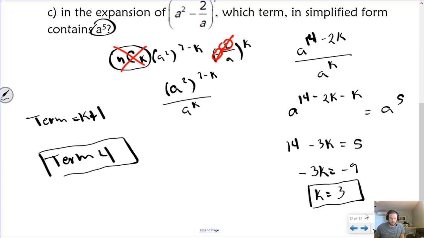All right, so that is it for this week's content, binomial theorem. Next week, what we're going to be taking a look at is we are going to dive into some functions, rational functions, inverse functions, things like that.